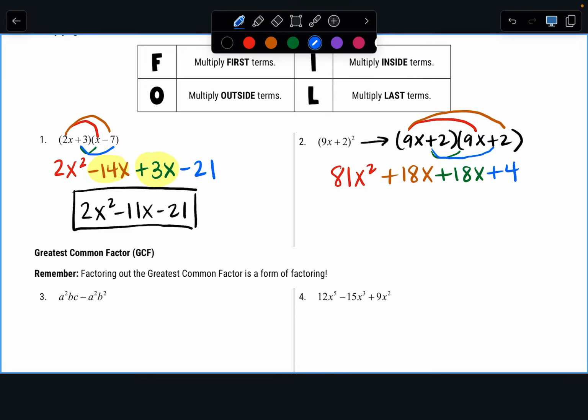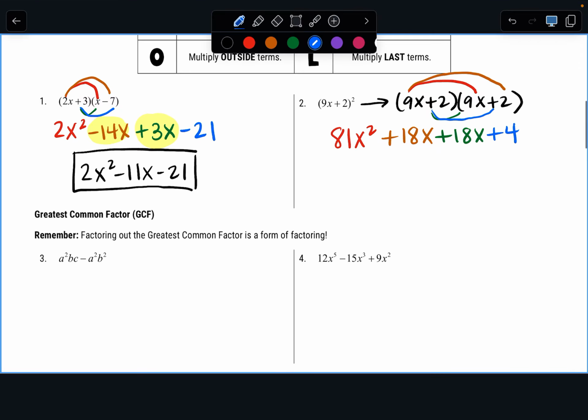So if I only went in and I made the mistake of just taking that squared and distributing it to the inside, I'd only end up with the 81x squared plus 4. But the correct answer is going to include the 18x's in the middle. So my final answer for this one should be 81x squared plus 36x plus 4.